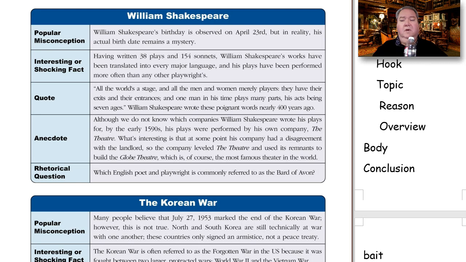Wait, what? Living organisms? What do you mean? You mean like bacteria? Amoeba? Viruses? Coronavirus? Is it safe to drink? So then you get the audience actually thinking about your topic. You get them interested in it.